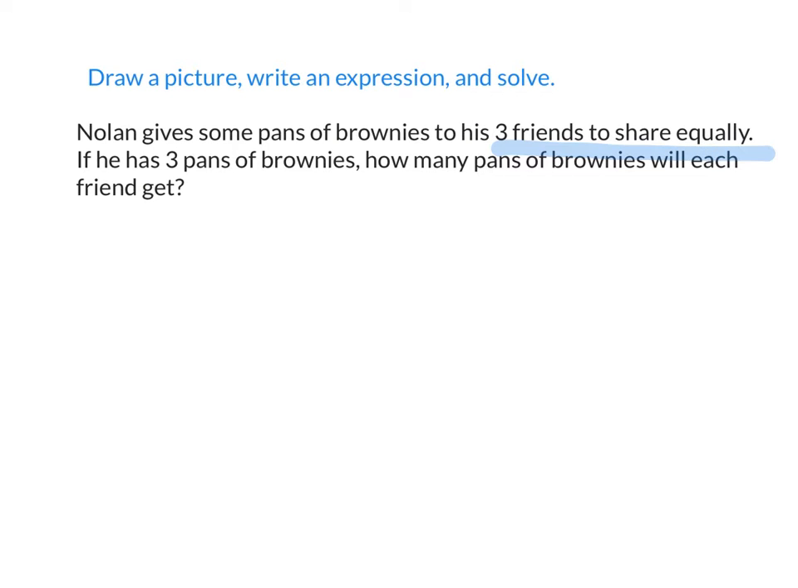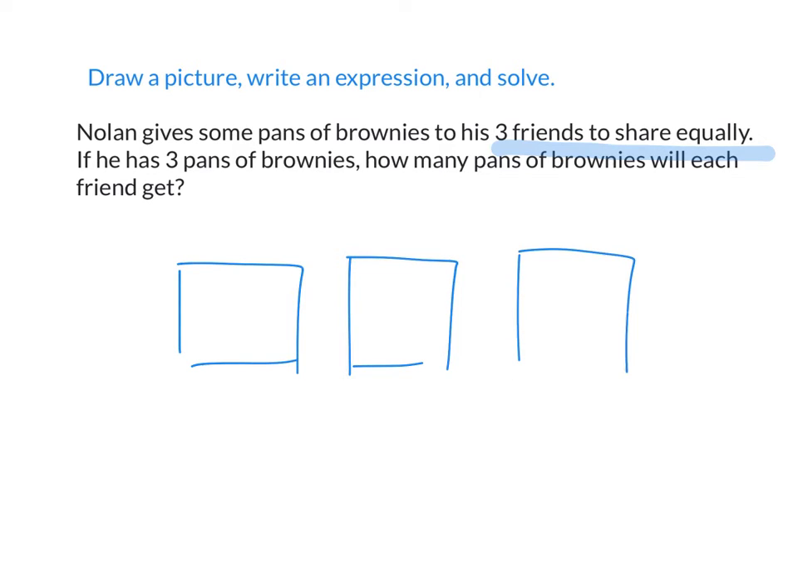If he has 3 pans of brownies, how many pans of brownies will each friend get? Okay, so we have to draw a picture. How many pans of brownies does he have? 3. So there's 1 pan, 2 pans, and 3 pans. How many people are sharing the brownies? 3. So how many groups of brownies do we need to end up with?